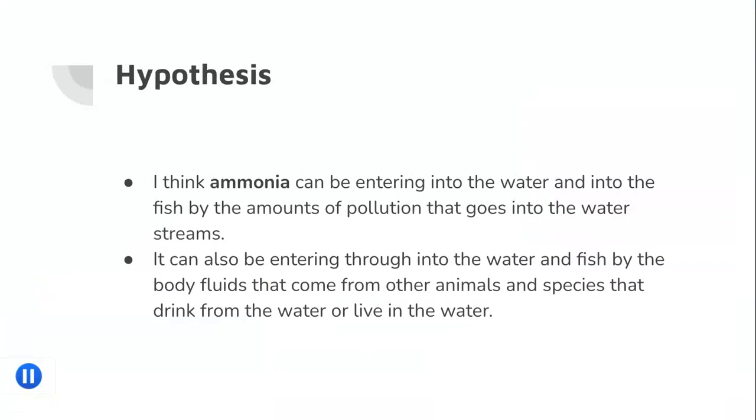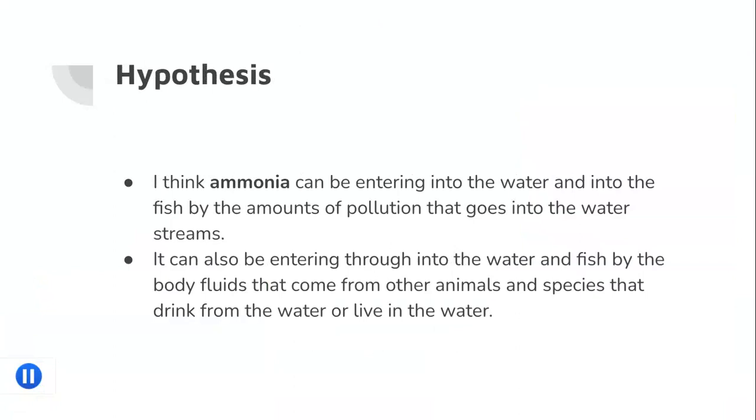My hypothesis is I think ammonia can be entering into the water and into the fish by the amounts of pollution that goes into the water and the water streams. Pollution is a big issue all around the world, and it produces a mass amount of chemicals, so it could stem a lot from that, and we don't know exactly what's in our water stream, like soil-wise, so we don't know what's actually being produced down there.